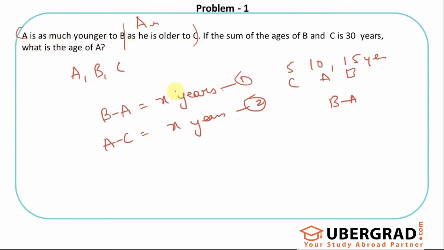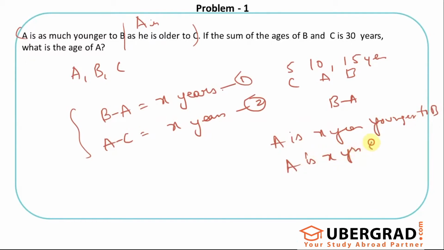Basically saying whatever is the difference in these two ages B and A is the same as the difference between A and C. That's when A is as much younger to B. What does it mean? A is X years younger to B and A is X years older to C. That's when A is as many years younger to B as many years as A is older to C. That's what this clue is basically.